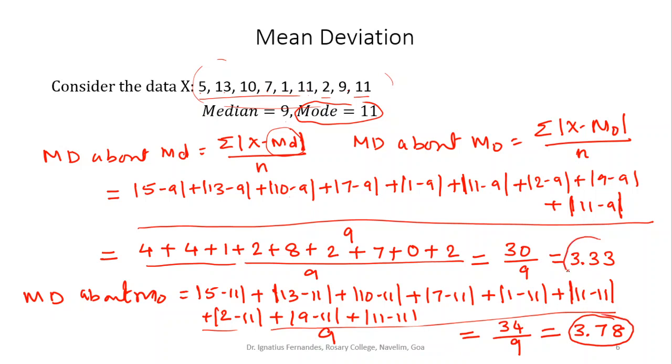This is the mean deviation about median. We had already found out the mean deviation about mean in the previous class, which was around 2. Of course, in that case we had considered a different data set. But for an ungrouped data, this is how you calculate mean deviation about mean, median and mode.